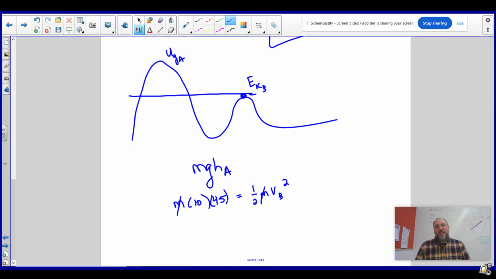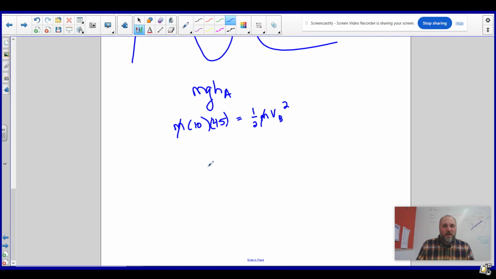So I can't actually get a numerical value for the potential energy or the kinetic energy without knowing the mass, but I am able to solve for the velocity. So here we have 2 times 10 times 45, and then take the square root. And using the position B as my reference level, let's see, 2 times 10 times 45, I'm also coming up with 30 meters per second for the velocity.